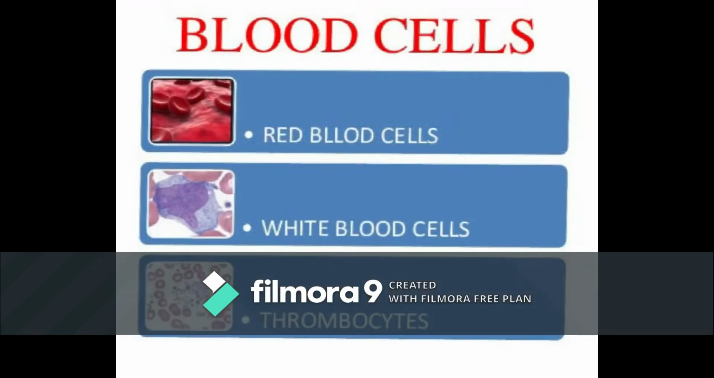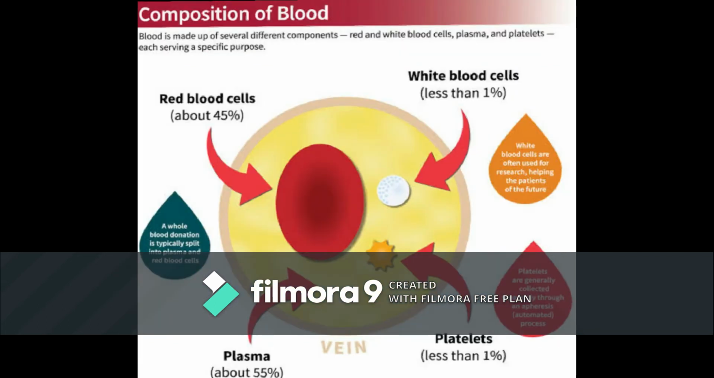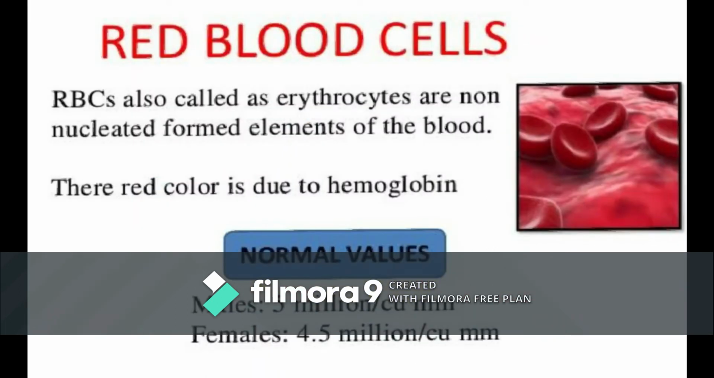There are 3 types of blood cells or corpuscles. They are red blood corpuscles, white blood corpuscles, and blood platelets or thrombocytes. Red blood corpuscles are circular, biconcave and non-nucleated cells. Males have about 5.2 million erythrocytes per cubic millimeter of blood, ranging from 4.2 to 5.8 million. Females have about 4.5 million per cubic millimeter, ranging from 3.6 to 5.2 million.